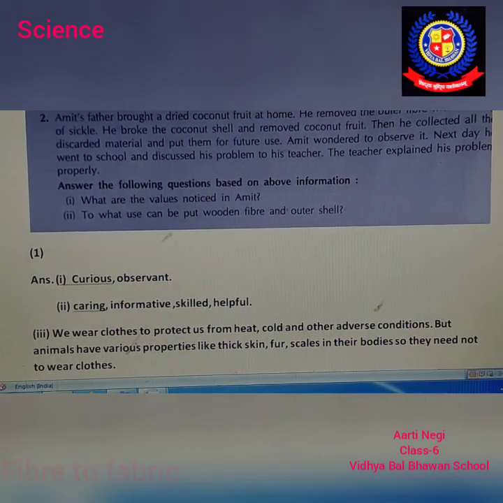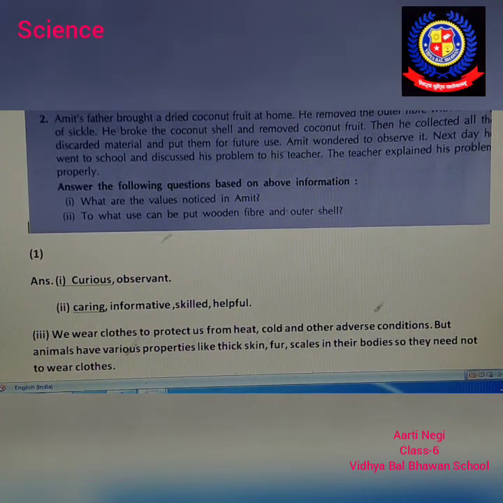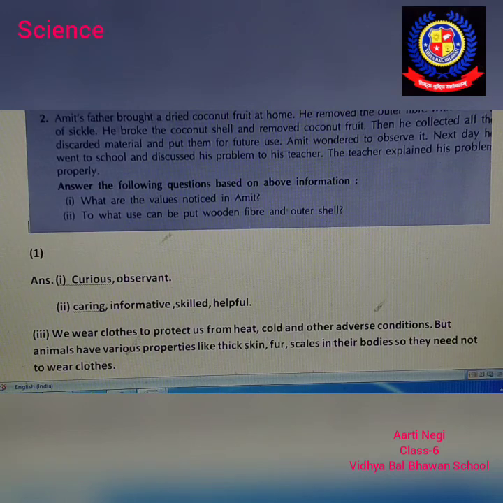Okay, now come to question number 2, value based question 2. Amit's father bought a dried coconut fruit at home.